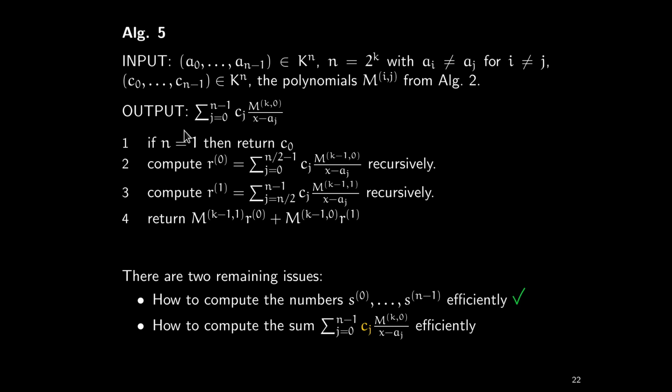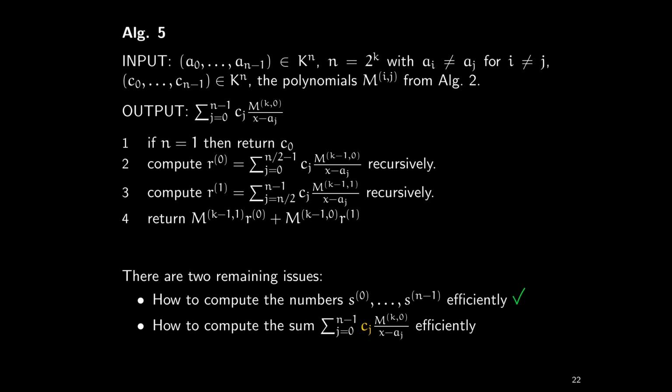So it's a recursive procedure. If I'm in the base case, then there's nothing to do. This m would be just x minus a1, divided by x minus a1 is 1. So the result is just, say, c0.